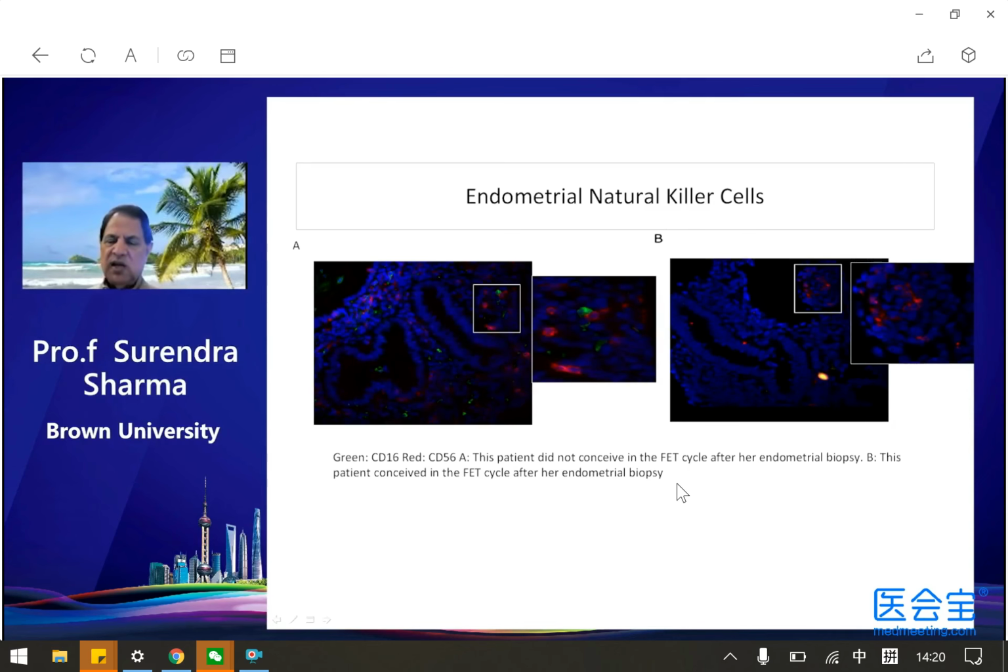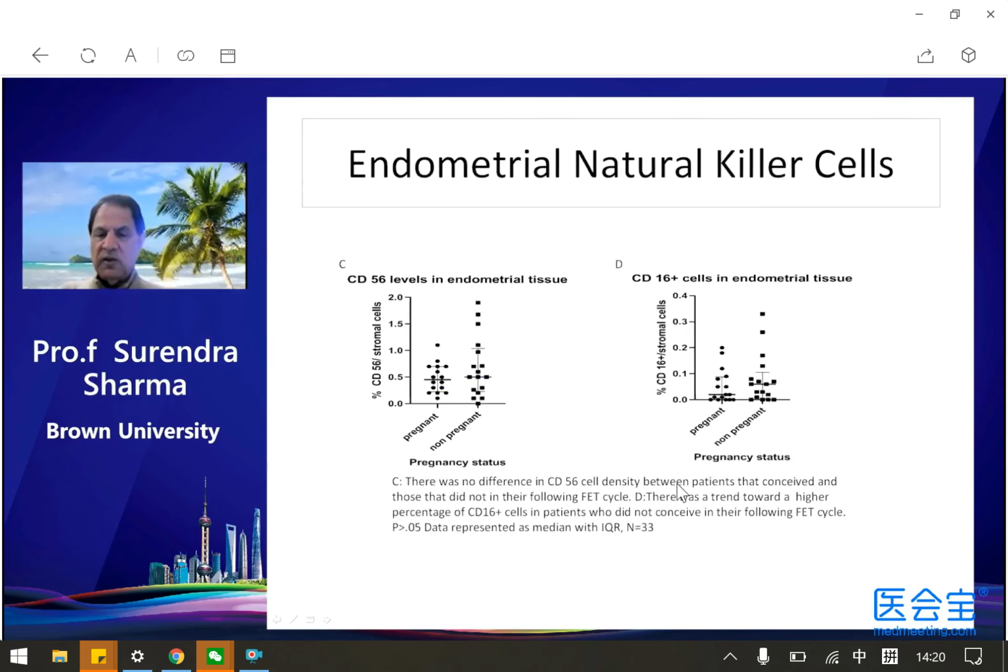And I'll show you the next slide where we have seen so many patients, and the data are not very clear cut, but there's a trend towards a lack of CD16 positive cells in the pregnant group, whereas this content increases in the non-pregnant group. So this is what I was talking about.